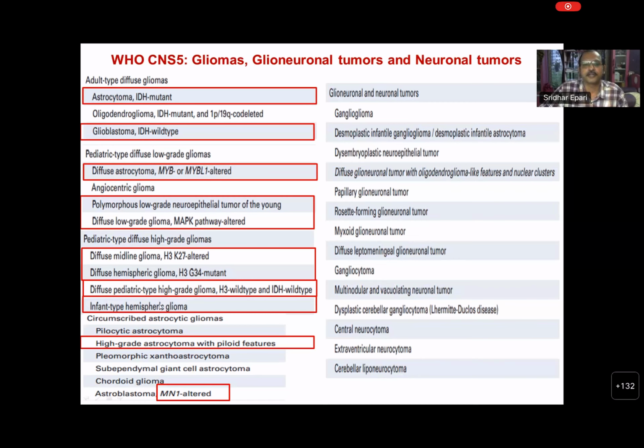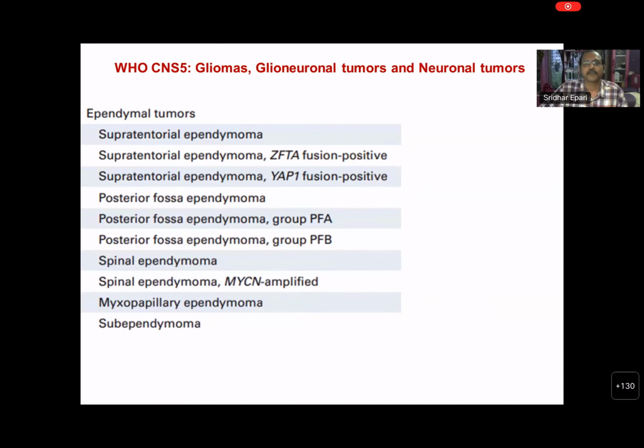These are the major 5 groups under this family of gliomas, glioneuronal tumors, and neuronal tumors, which have different smaller family groups of adult-type diffuse and pediatric-type tumors. Today we'll see the adult-type diffuse gliomas. For ependymomas, the classification is supratentorial ependymoma, posterior fossa ependymoma, and spinal ependymoma. Each of these groups is divided into different molecular groups, which you will see. The supratentorial ones have 2 major groups: ZFTA fusion positive, and YAP1 fusion positive.